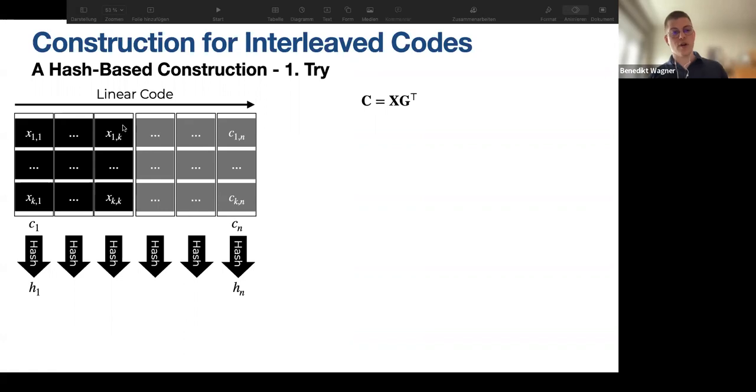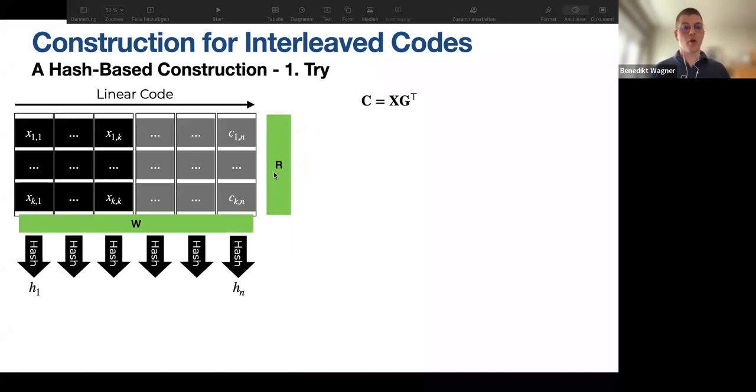Of course, I cannot check that for every row because I don't have the entire rows. But what I can do is compress these rows into one row using a random linear combination. I sample some random vector r, and I take the first row times r1, the second row times r2, and so on, and sum that up, and I get one compressed row, W. If all of these rows are in the code, then W is also in the code, just because this code is linear. And the hope is that if one of the rows is not in the code, then W will also not be in the code. That's the hope.